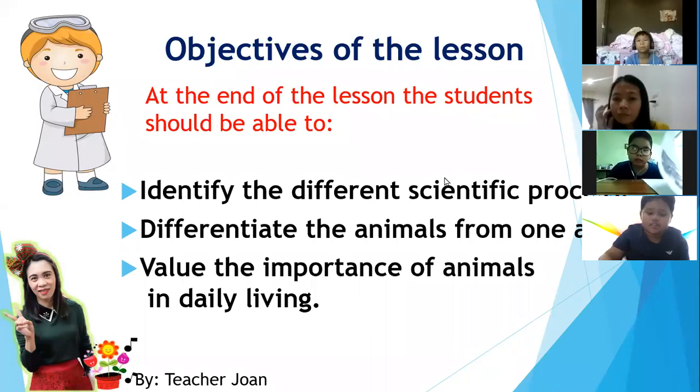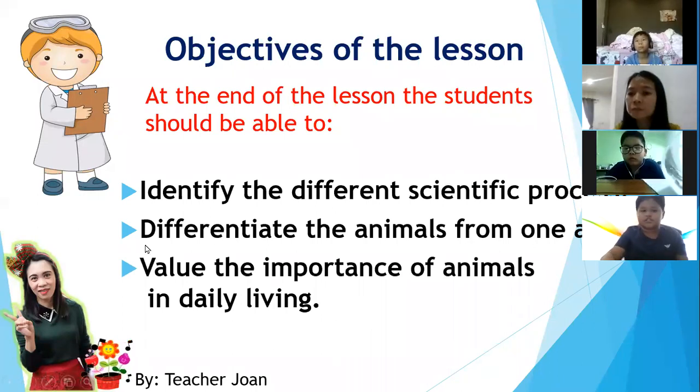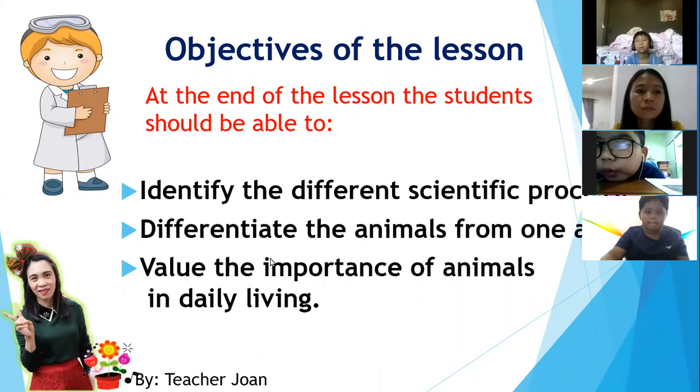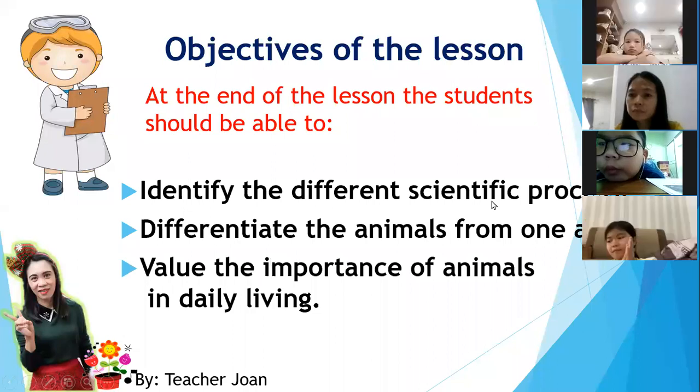Identifies the different scientific process. Okay, number two, differentiate. Differentiate the animal from one another. And then the last one is? Importance of animals in daily living. Okay, very good. So the first thing we need to focus on is the scientific process.